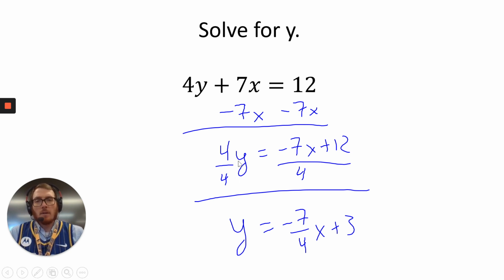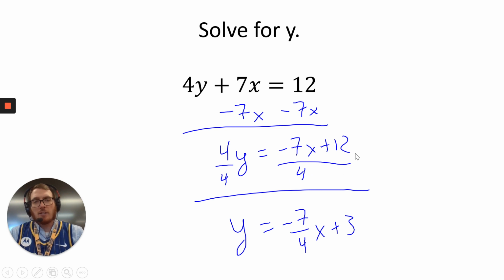Then to get y by itself, I'm going to take 4 and divide by 4. And then I'm just going to distribute the divide by 4 into both pieces. So negative 7 divided by 4, negative 7 over 4. I can't do anything with that. I can just leave it as an improper fraction even. You'll notice as you go through your classes that that's okay. And then 12 divided by 4 would be a plus 3.